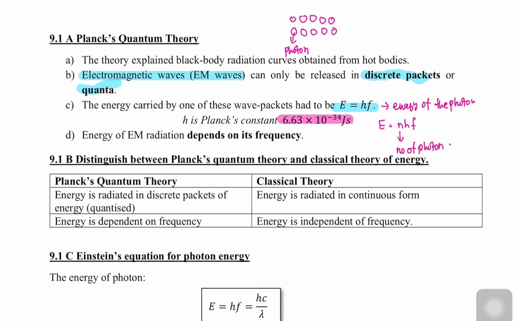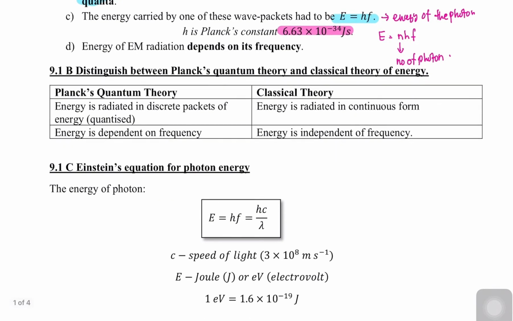Planck's quantum theory is a modern theory, upgraded from the classical theory. Look here, Planck's quantum theory states that energy is radiated in discrete packets of energy. Basically, here it is saying there is the existence of the photon. The classical theory says energy is radiated in continuous form. Continuous form can be said as one long thing. Like when we see light, we don't see its photons, which are particles inside the light, but we see the light as a whole thing. That is what is meant by continuous form.